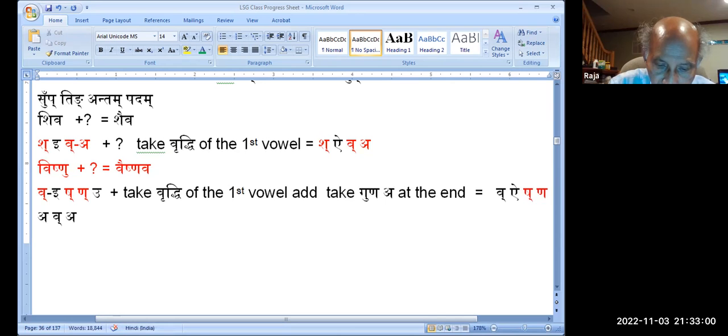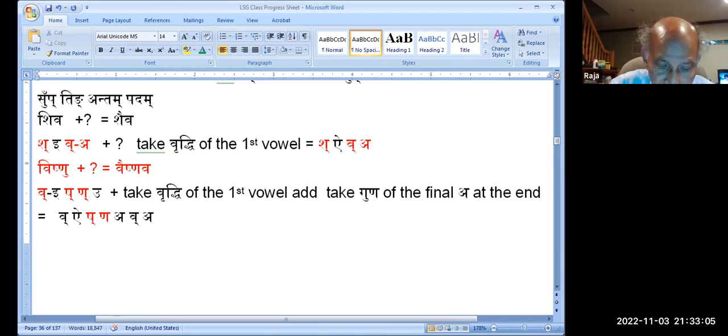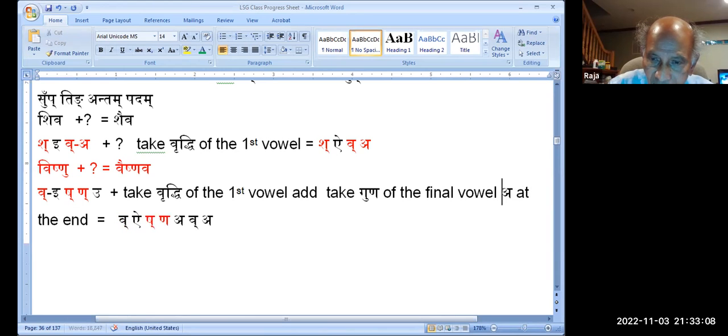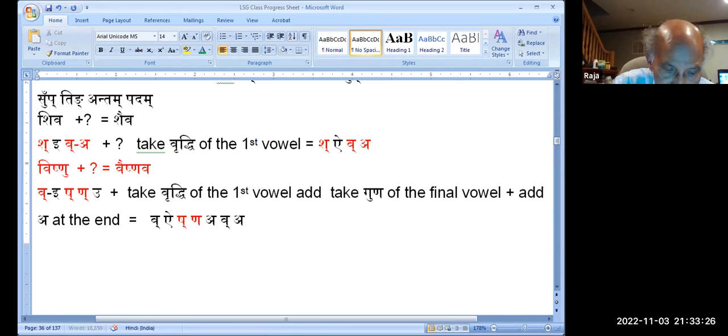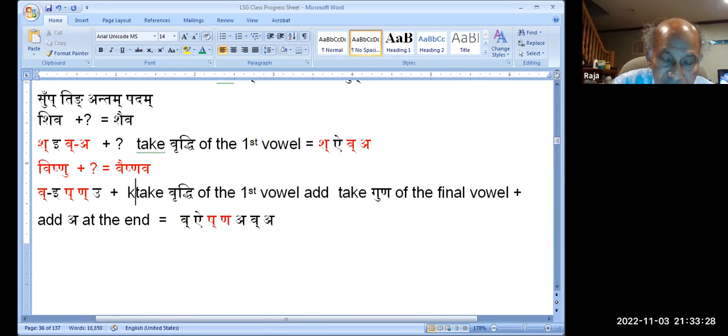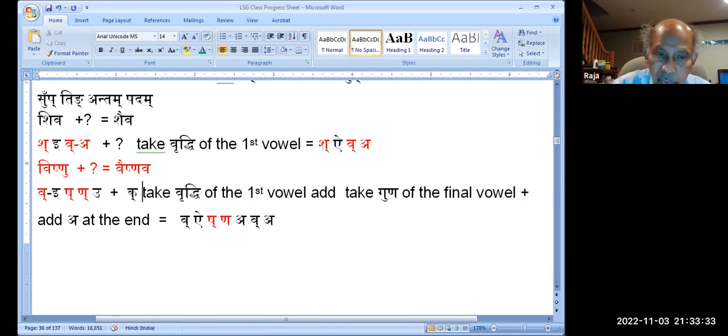Guna of the final vowel, plus add I at the end. So there are 3 instructions here. Panini looked at everything and said, if I need to add ka, which is an it letter, he chose the letter ka, the one that causes the vruddhi of the first vowel.